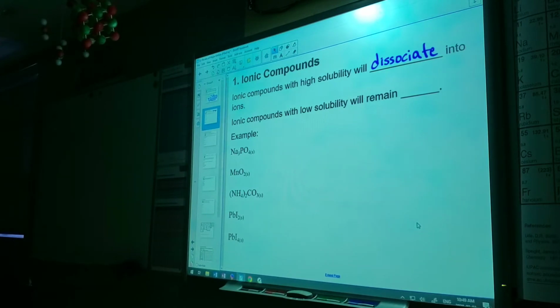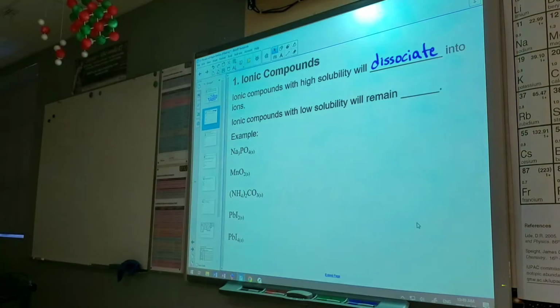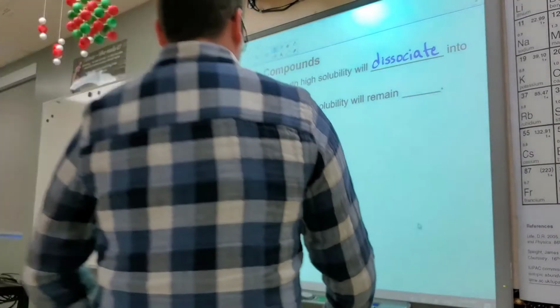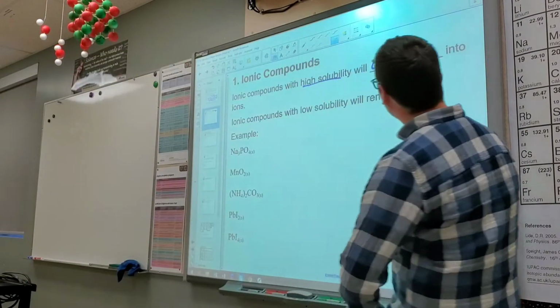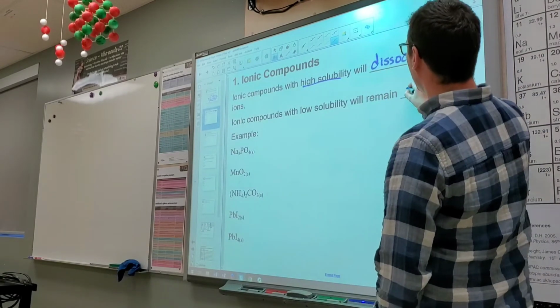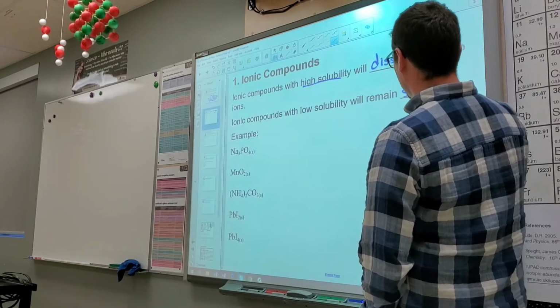Of course, there are two different general categories of ionic compounds. High solubility compounds will dissociate. Low solubility compounds will remain a solid.